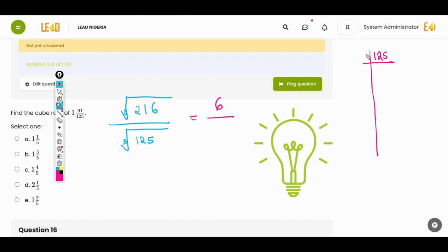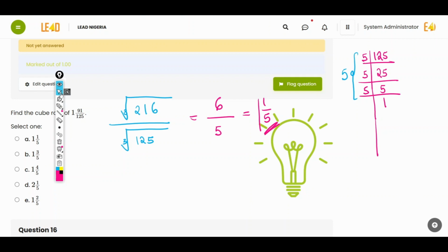125. All right, so I could use 5. This would give me 25. 5, this would give me 5. And then 5, 1. All right, so the cube root we have here, we check group of 3, right? So it's just 5. So this means it's 6 over 5, which you can write as a mixed number as one whole number, 1 out of 5.